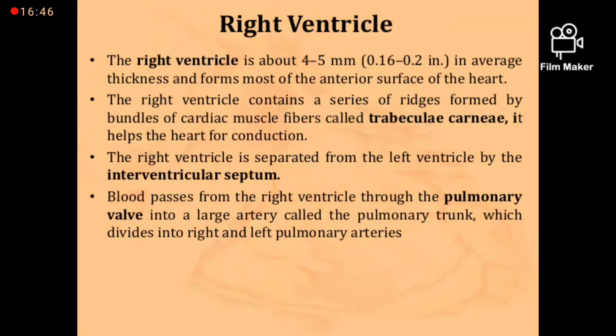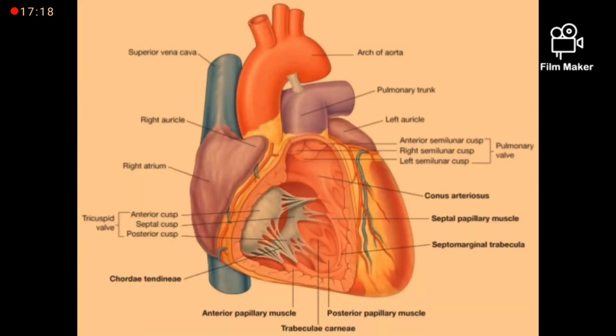Right ventricle. The right ventricle is about 4 to 5 mm in average thickness and forms the most anterior surface of the heart. The right ventricle contains a series of ridges. Here also trabeculae carneae are formed. The right ventricle is separated from the left ventricle by the interventricular septum. Blood passes from the right ventricle through the pulmonary valve into a large artery called the pulmonary trunk, which divides into right and left pulmonary arteries. Here you can see the structures.